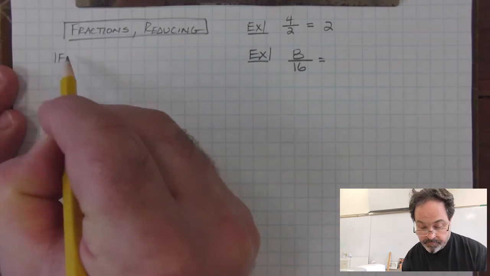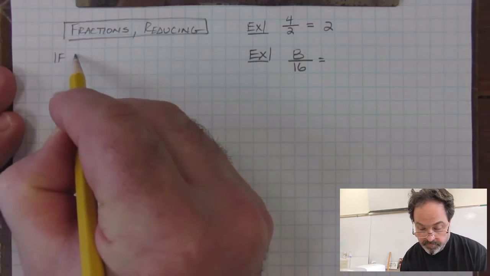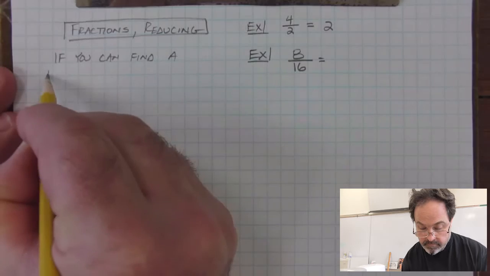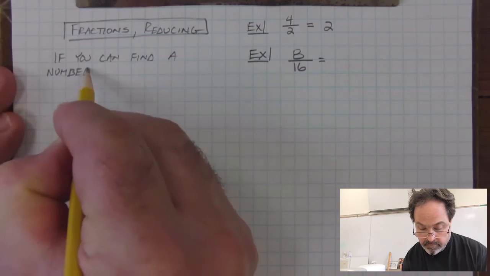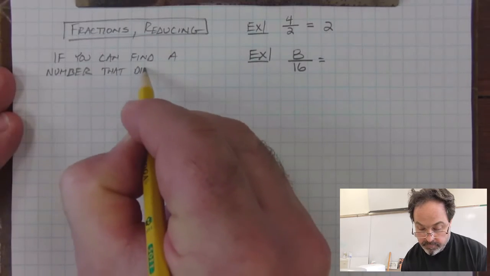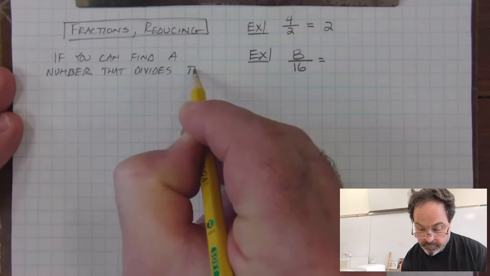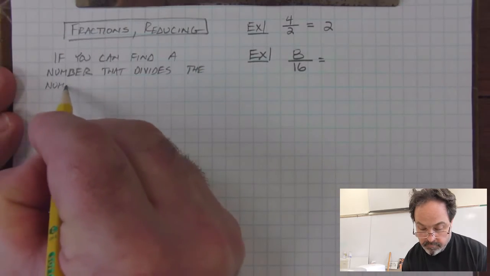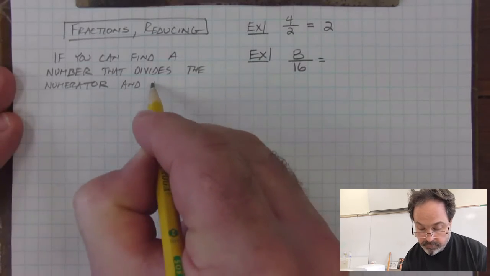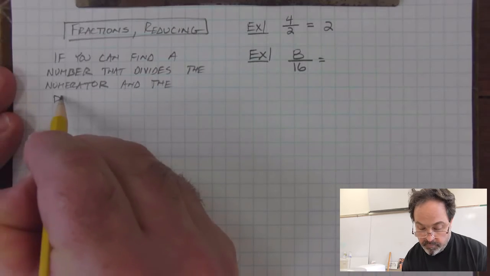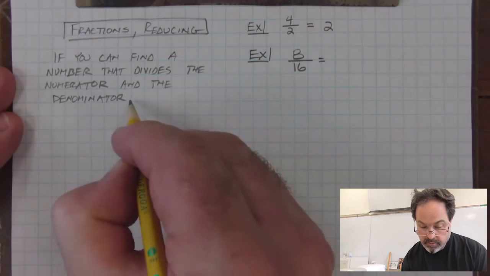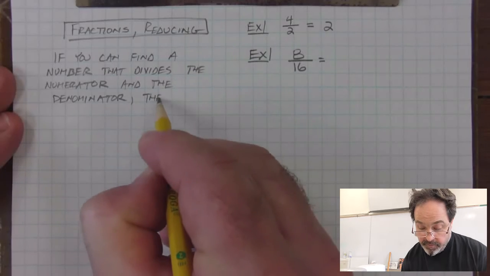In general, if you can find a number that divides the numerator and denominator, the numerator is the top number, the denominator is the bottom number, then the fraction can be reduced.